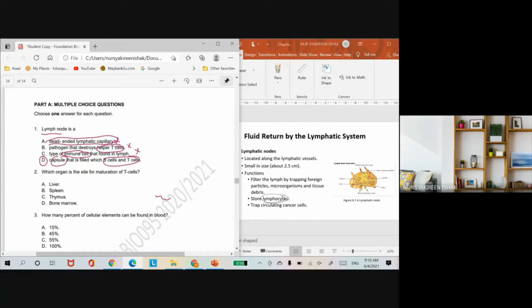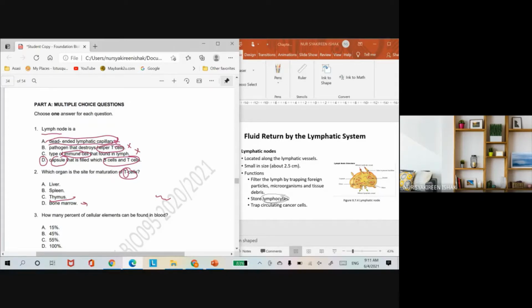Okay, so question number 2. Which organ is the site for maturation of T cell? The answer would be easy, right? T cell, remember, thymus. So thymus. Basically all of the blood cells, including red blood cells and white blood cells, are made in the bone marrow.